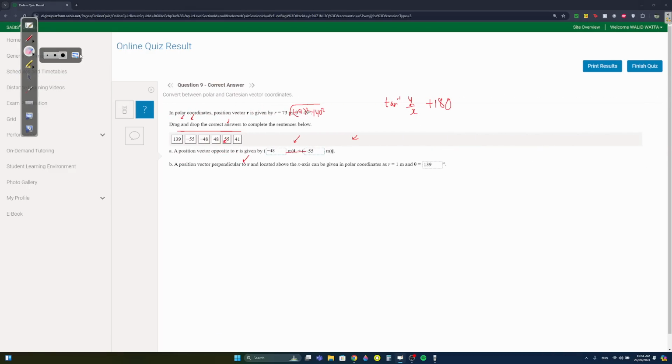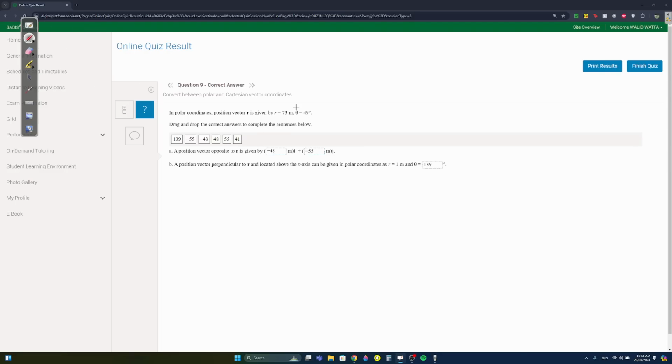Question 9. In polar coordinates, position vector r is given by r is 73 and theta is 49. A position vector opposite to r is given by, okay, let's see. We want opposite to r.